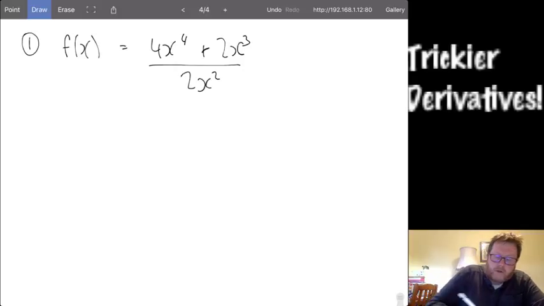Okay, so the derivative is something that we will work towards. We're not there yet, we've got to get that polynomial going. So the first thing I will do is factorize the top. Here I've got 4x to the power of 4, here I've got 2x cubed. There's a common factor of 2.